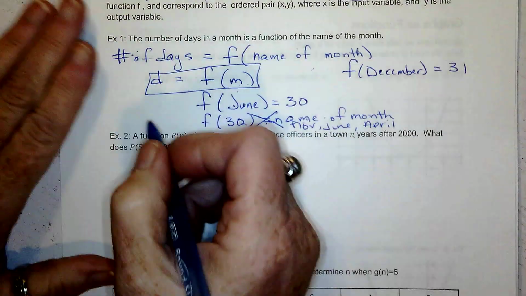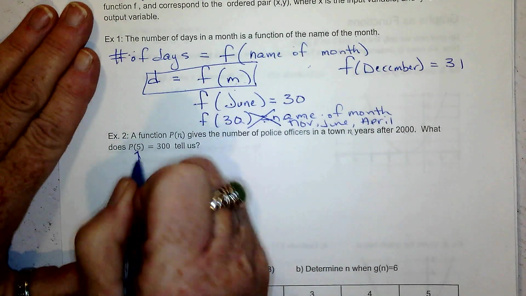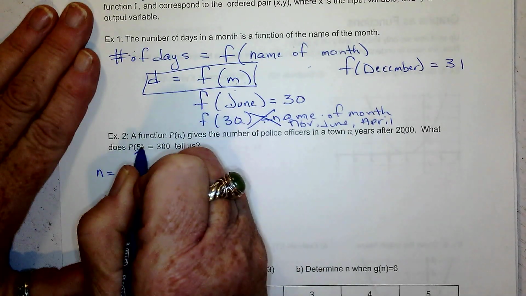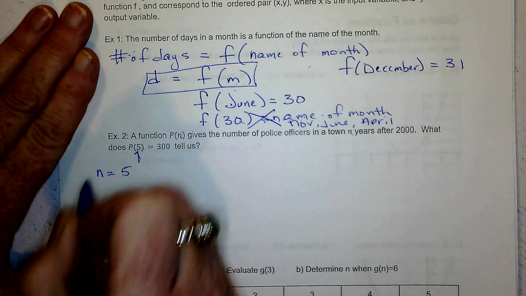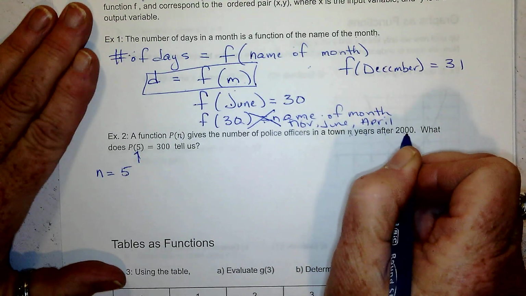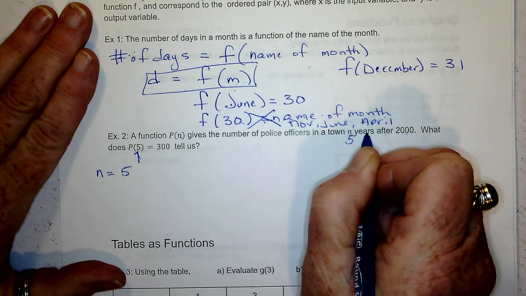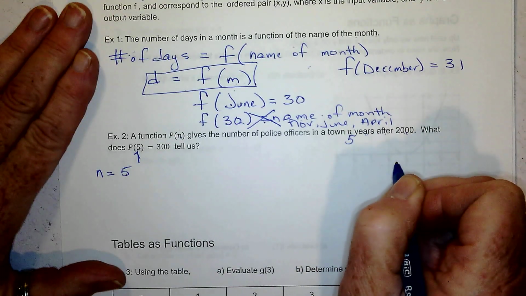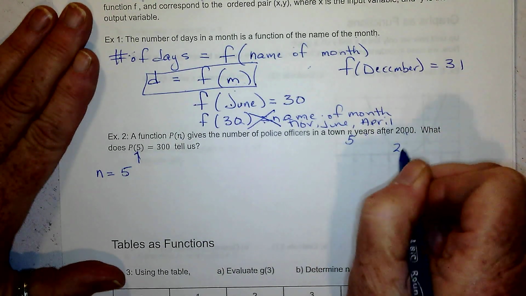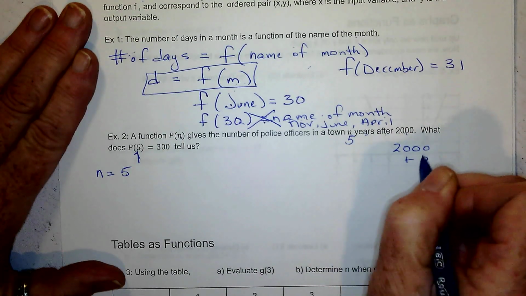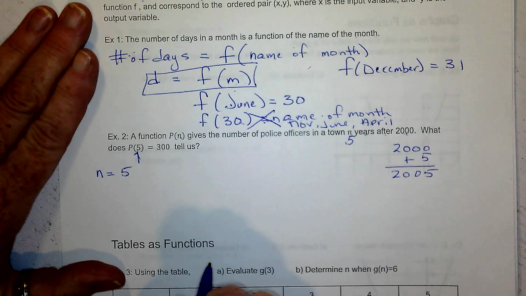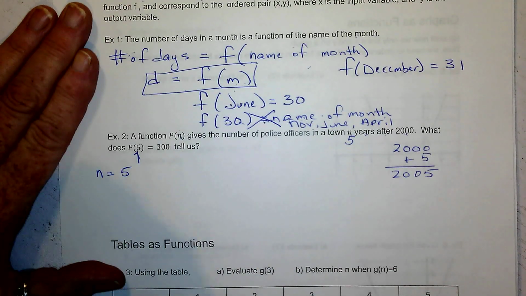Well, the 5 tells me that n equals 5 because the 5 is in the place where the n was, correct? So that means 5 years after 2000 because it's in years after 2000. Well, how do I find out what year that is? I have to add 2000 plus 5. So this happened in the year 2005. What is this telling us?